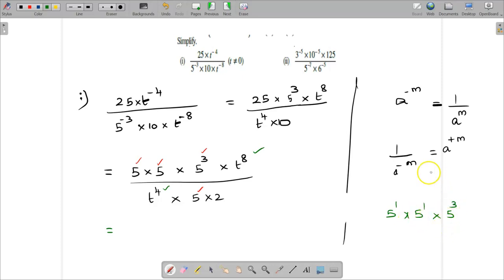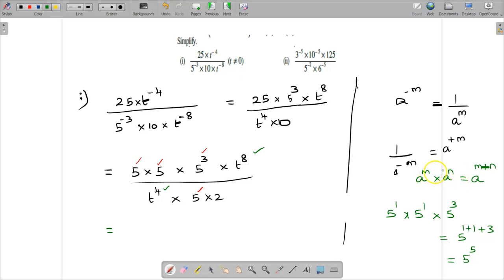So using the rule, a power m into a power n: when we have the same base but different powers, I can add the powers. That is, the base a remains the same and it becomes m plus n. So using that rule, the base 5 remains the same. What are the powers? Here it is 1, plus another 1, plus another 3. So 1 plus 1 plus 3. 5 power 1 plus 1 is 2, 2 plus 3 is 5. So 5 power 5 I have in the numerator.